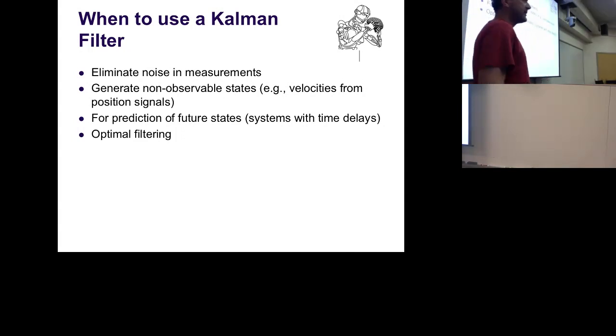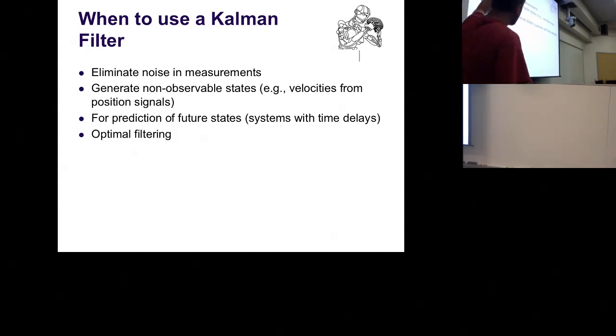We want to eliminate noise in our measurements. That's a very common thing. We can also do this in different ways. We can do this with digital filtering, like Butterworth filtering and so on, and we'll talk about this a little bit later. But Kalman filtering is a more powerful way of doing it.